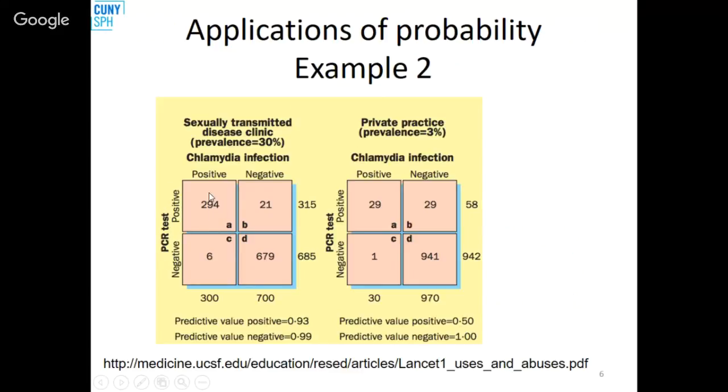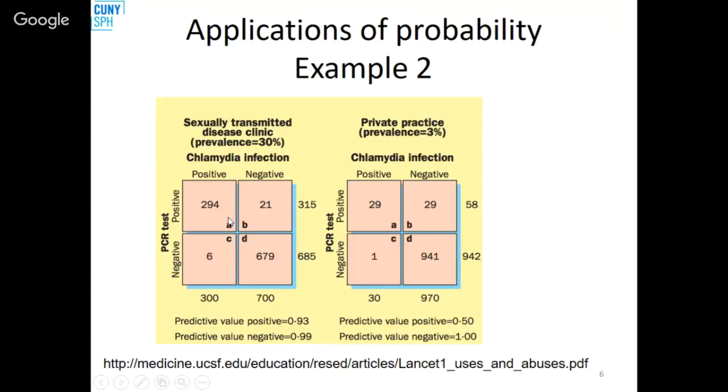This is our screening test. And then we have our gold standard, something else, which tells us whether someone really does or does not have the chlamydia infection. So let's see, our PCR test is giving us overall 315 positives, 685 negatives. In our gold standard, we know that we have 300 positives and 700 negatives.